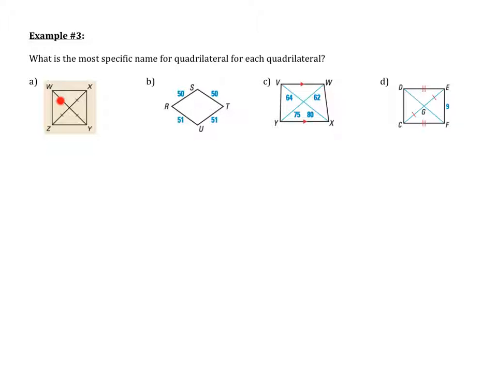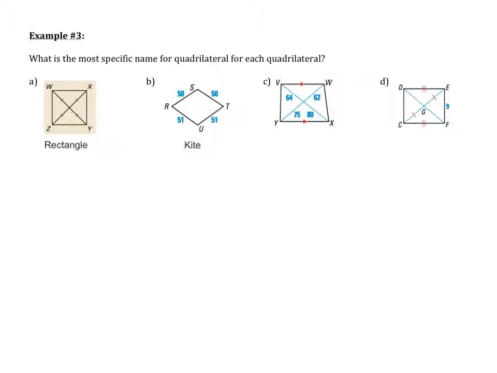But then I also noticed that all four of these segments are congruent, meaning that this diagonal is congruent to this diagonal. Therefore, we have a theorem that states that if the diagonals of a parallelogram are congruent, that parallelogram is a rectangle. So even though this looks like a square, we don't have any information to prove that all four sides are the same, so the most specific name for this would be a rectangle. Moving on to part B. First thing I notice is that we have two pairs of consecutive sides that are congruent. So therefore, this would be a kite.